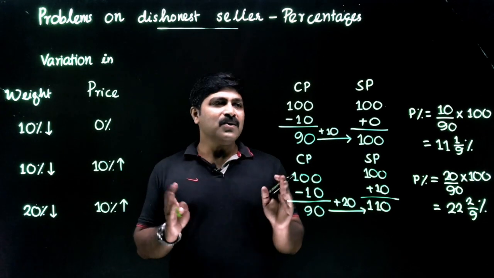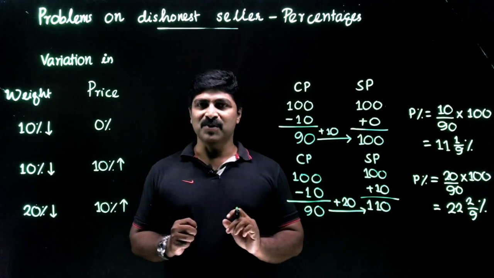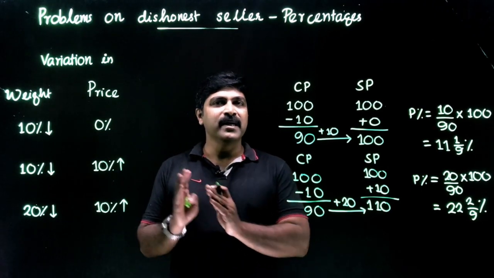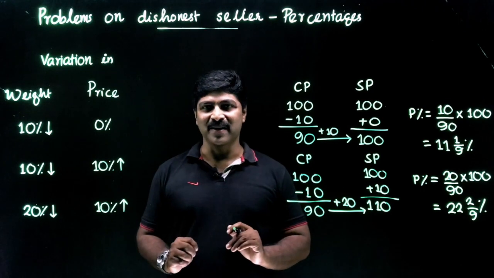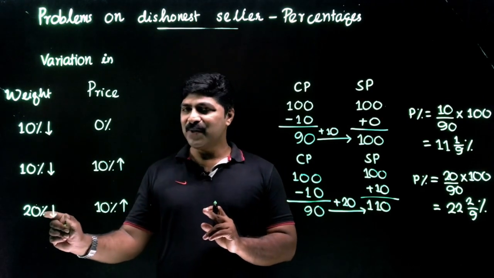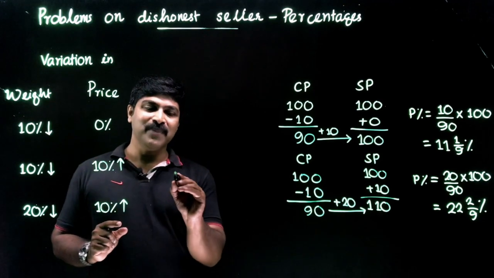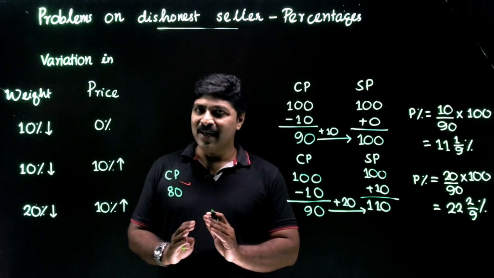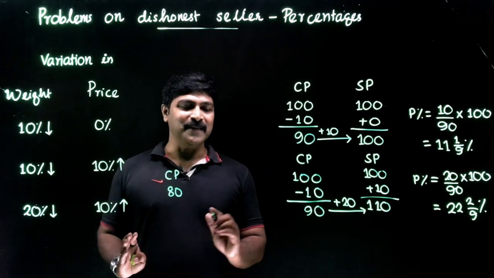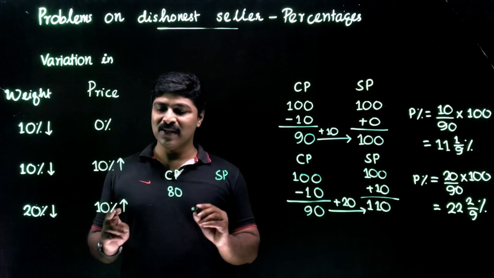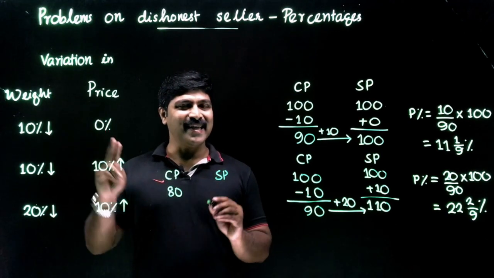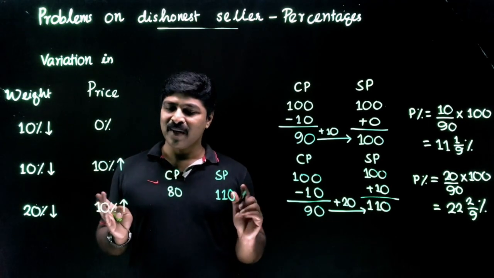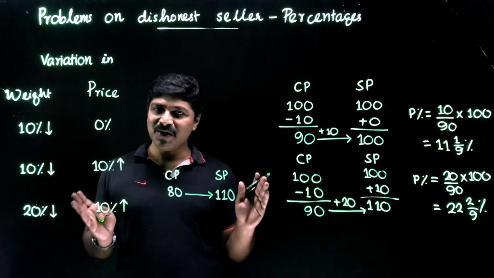Here, without doing these types of initial assumptions, you can easily catch which are the representing cost price value and selling price value here. What you want to do? 20% decrease. So you just simply consider cost price as 80. Why 80? That is 100 minus 20. And selling price as 110, that is 100 plus 10. So this is 110. Just catch what is the variation here?